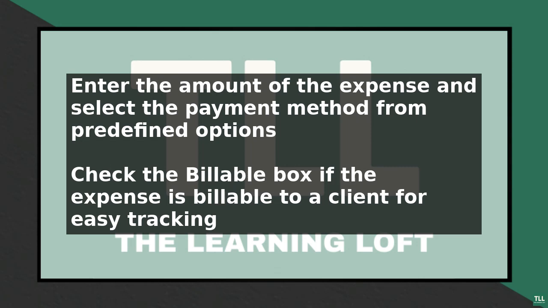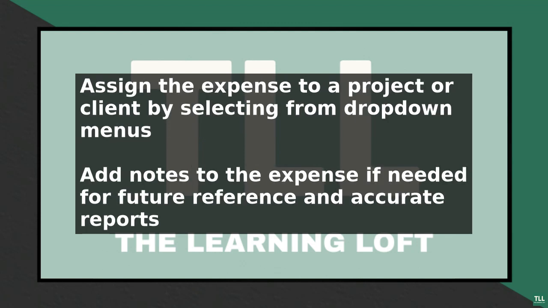You can view all your expenses in the Expenses tab, where you can filter and sort them by date, category, and client. To generate reports, navigate to the Reports tab and select the Expenses report. This will give you a detailed breakdown of your expenses, including the total amount, category, and client. You can use this report to track your expenses, identify areas for cost savings, and make informed business decisions.